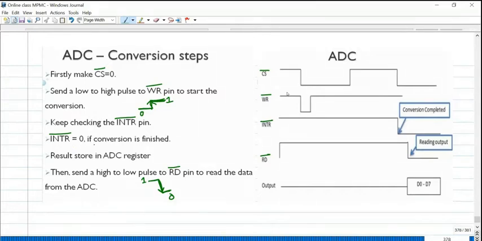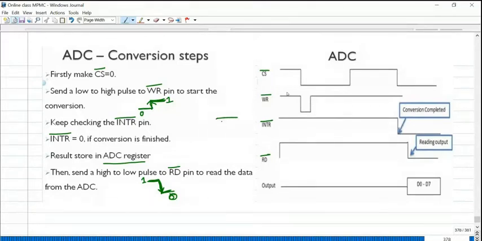It indicates conversion completed. The result will be stored in the ADC register, the successive approximation register. To read the information from the register, RD must go to 0. Initially we keep RD as high. To read the information, it should go to 0. Okay, so these are the steps involved in writing your assembly language program.